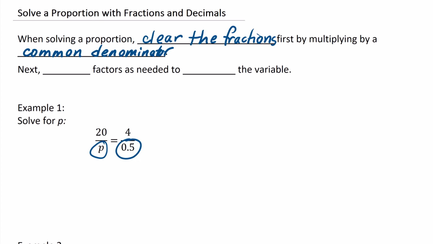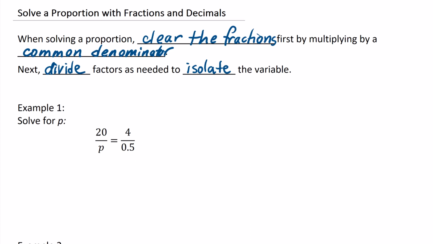And then next, we want to divide factors as needed to isolate the variable. So let's take a look at this first example. We need to solve for p. P is in the denominator. We have 20 over p equals 4 over 0.5.